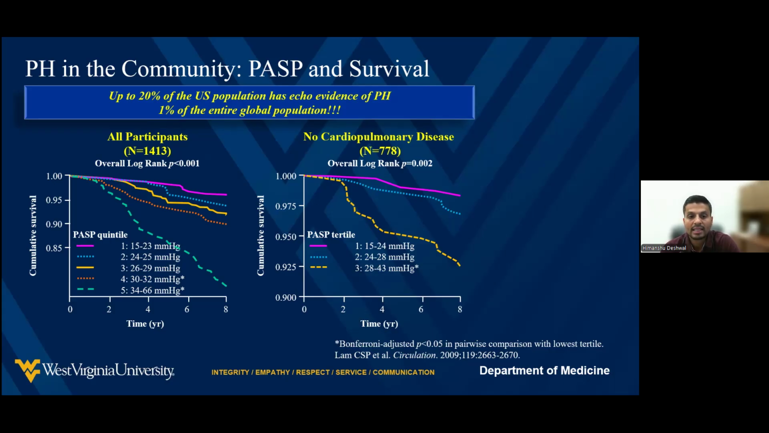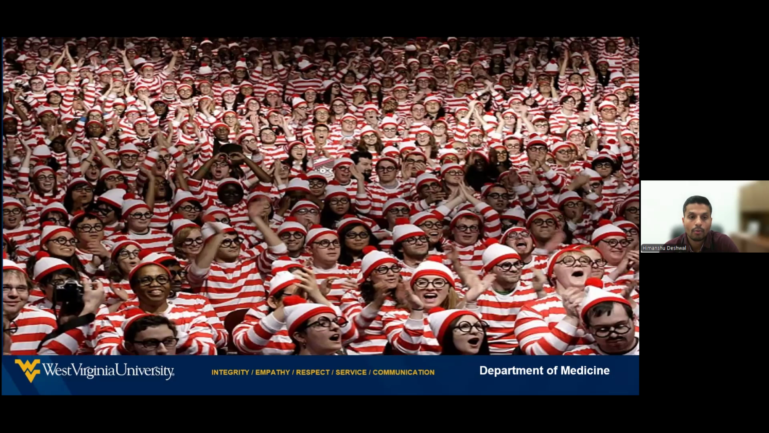It was similar in patients who did not have any cardiopulmonary disease. So it goes on to say that the higher the pulmonary artery pressures or the higher the RVSP on echo, the higher the mortality. So it is important, regardless of the cause of pulmonary hypertension, that higher pressures are associated with increased mortality. And the goal in these patients is to find basically Waldo.